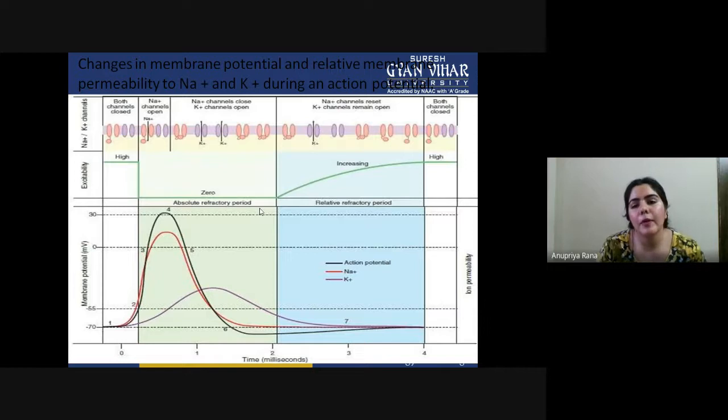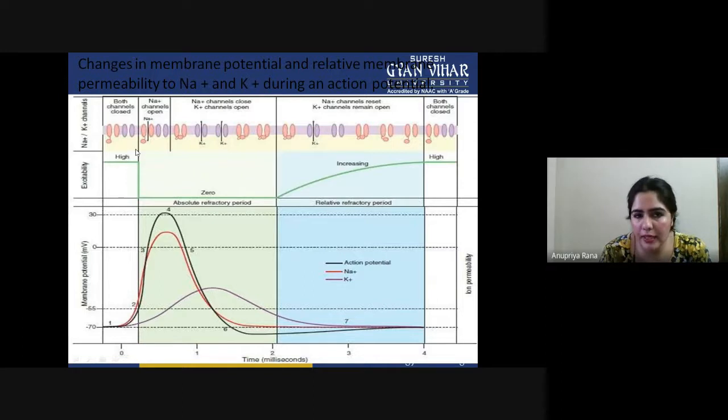You can see the diagram and graphs here. They show the change in membrane potential and relative membrane permeability to sodium and potassium during an action potential. In this whole diagram, this is the excitability, with sodium and potassium channels. This starts at zero, and as time increases, along with the refractory period, the sodium and potassium channels open and close. At the time of high excitability, both channels are closed.